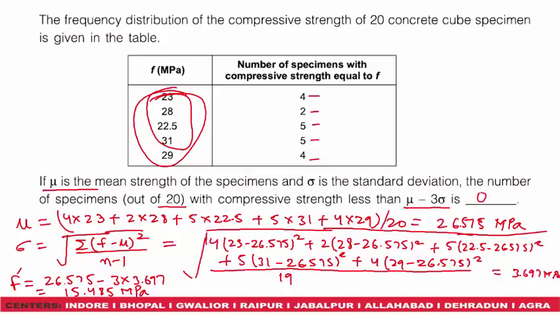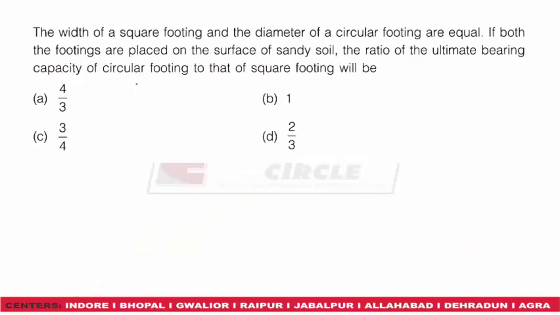The next question is the width of a square footing and the diameter of circular footing are equal. If both the footings are placed on the surface of a sandy soil, the ratio of the ultimate bearing capacity of circular footing to that of square footing will be.